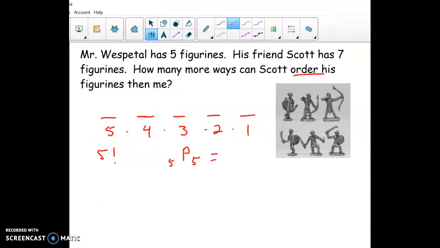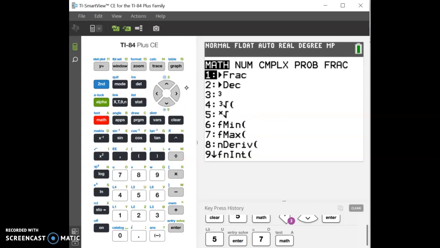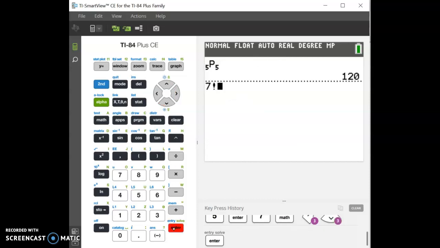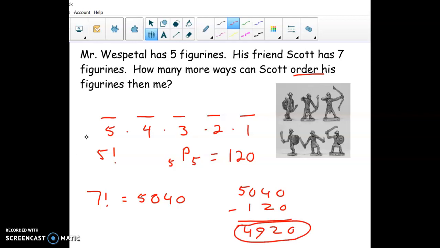All right, and so for Scott, his would be a similar setup, except it would be 7. So I'm going to do 7 factorial, or again, 7P7, either one. Let's do factorial once just so you can see that. Okay, and his is going to be quite a bit more, 5,040. Okay, and how many more ways? Then we just subtract those two. So do 5,040 minus 120, and that would get us 4,920 more ways for him to line up his figurines than me.